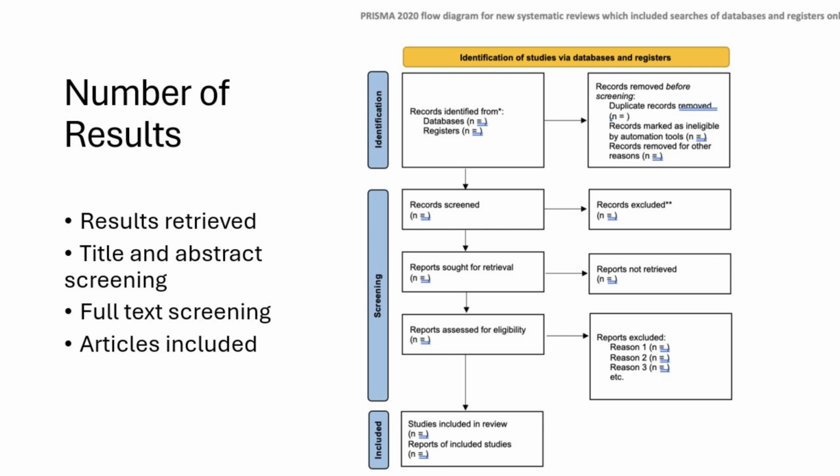Finally, you need to report numbers of how many results were retrieved from your search, how many you screened, and how many you ultimately included. These numbers are often reported in the form of a flowchart called a PRISMA diagram.